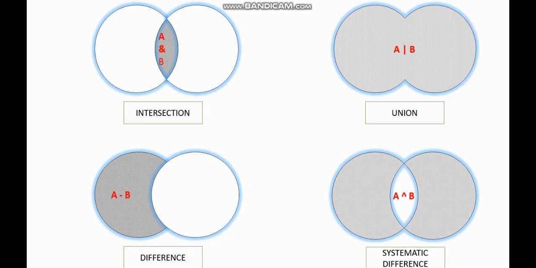Difference gives only values present in the first set. Suppose I want to take the difference A minus B, so it will totally remove the B set from the combination of two sets. It will just take the values present in A, and it will also remove the common values between A and B. And symmetric difference is the exact opposite of intersection.